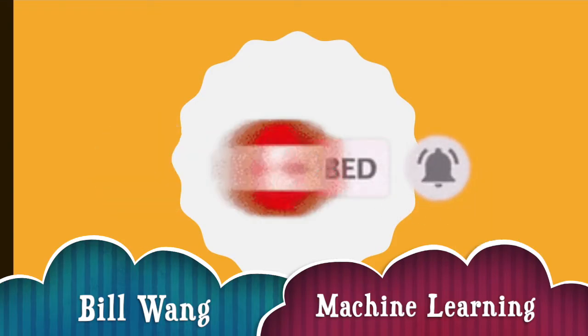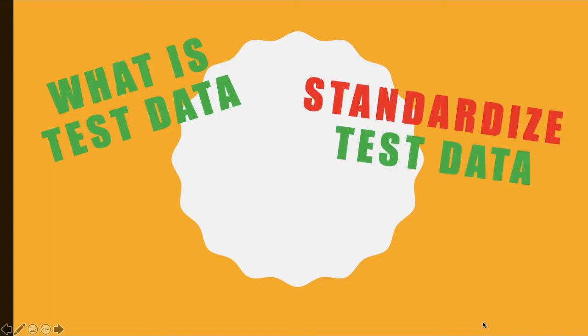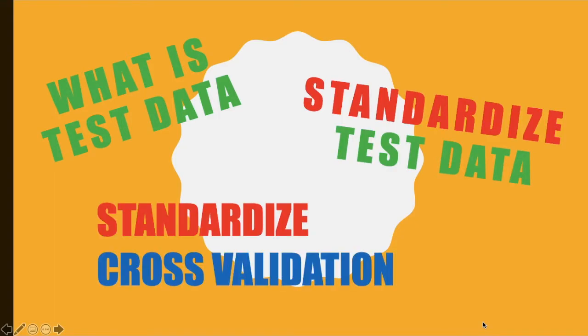In this video, I'll explain to you what is a test set in the context of machine learning, how to standardize test data, and lastly, how to standardize for cross-validation. At the end of the video, I provide an example for standardizing test data in the context of cross-validation.